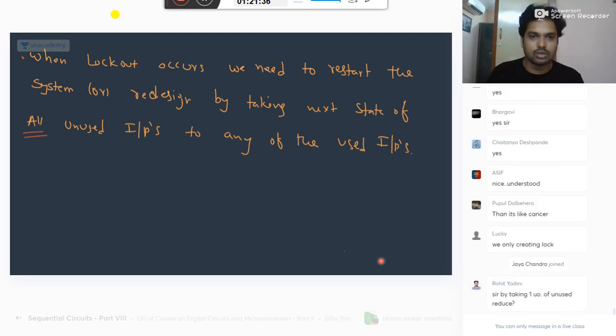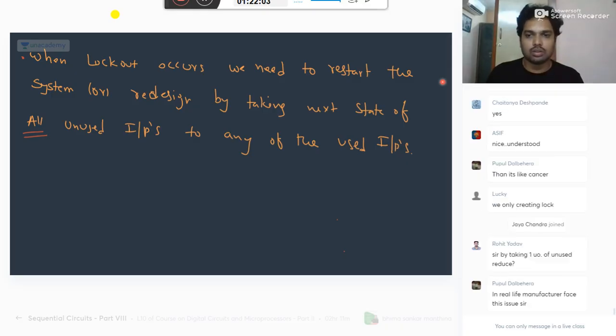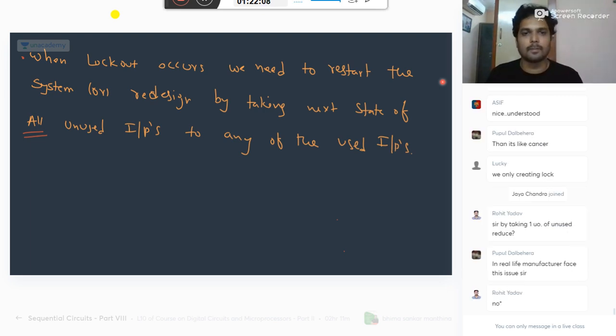Sequential slides. Just 1 minute, small issue is there. One UO means what here? Rohit, please ask clearly. Where is the sequential part? Listen here. 1 minute. Let me get the question.